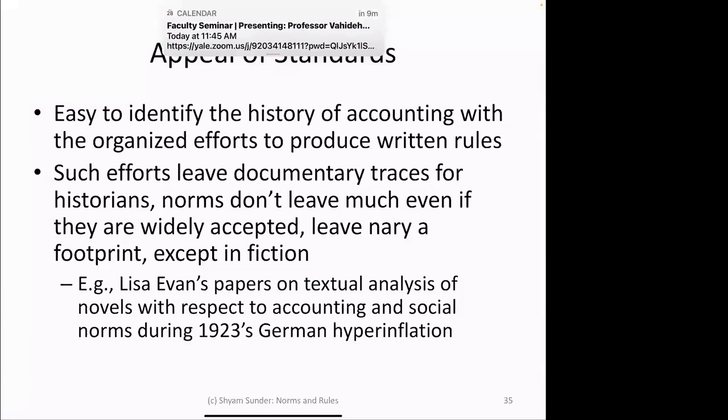So evolution is not that transparent. It's not immediate. And I'm going to talk about this in just a moment. The appeal of standards is that it's easy to identify the history. Who did this and who wrote it? They leave documentary evidence, trace for historians. Norms don't leave much trace.